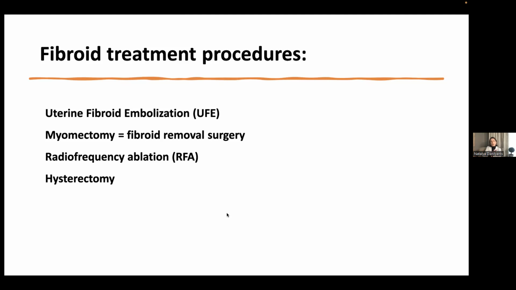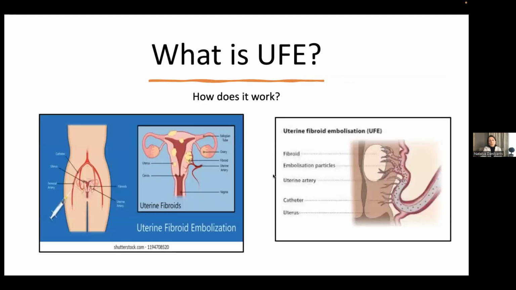But the treatment options for fibroids are uterine fibroid embolization, myomectomy, which is just a general term for fibroid removal surgery. It could be any type of myomectomy, invasive or minimally invasive. Then there's radiofrequency ablation, or RFA, also known as a SESA procedure. And then there's hysterectomy. So we're going to focus on the top two because they frequently come up, and often patients who are looking for myomectomy are given the option of embolization. And I think it's important that patients understand the difference and advantages and disadvantages of both.